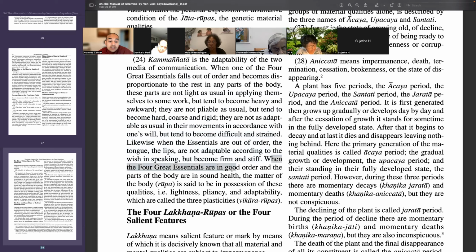When the four great essentials are in good order and the parts of the body are in sound health, the matter of the body is said to be in possession of these qualities: lightness, pliancy, and adaptability, which are called the three plasticities. Now, moving on to this.